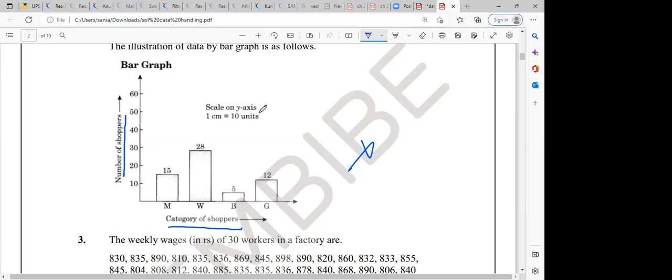Now ma'am, what is the scale? Very, very important. This is 1 centimeter, so your 1 centimeter is representing 10 units, right? But for example, if you are taking 5, then at that time you will write 1 centimeter equals 5 units. If you are taking 20 over here, starting from 20, then you will write 1 centimeter equals 20 units. Clear? Okay, so you'll quickly draw it.